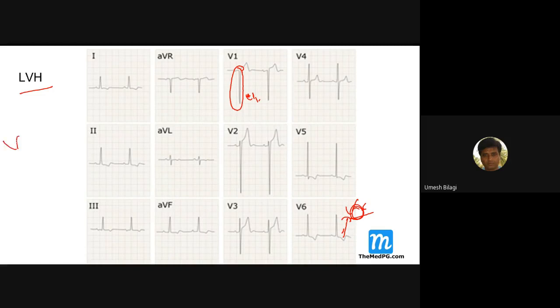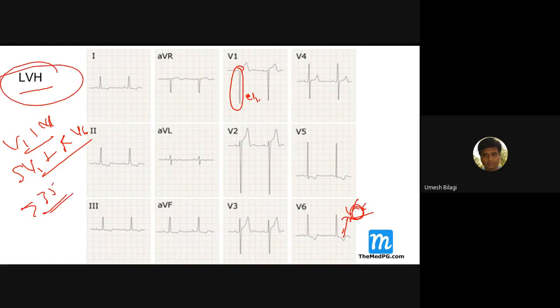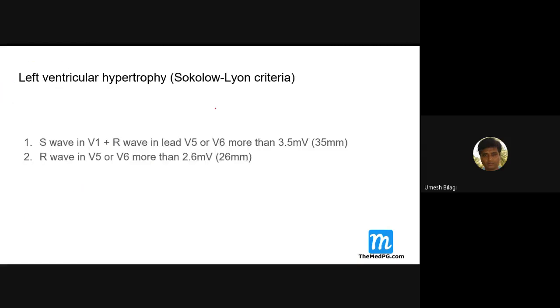If you add up the voltages, that is the S wave in V1 plus the R wave in V5 or V6, if it is more than 35 mm, or 3.5 millivolts, then it suggests LVH.